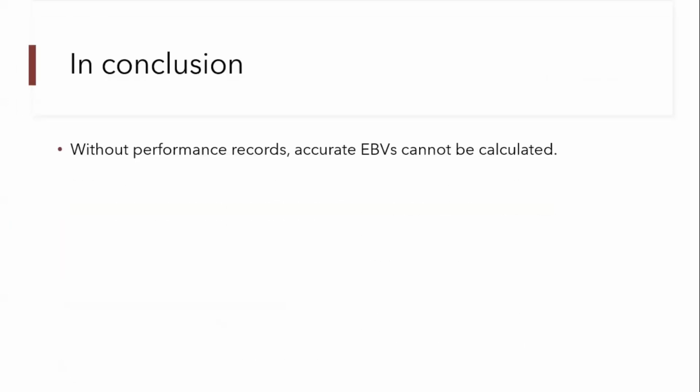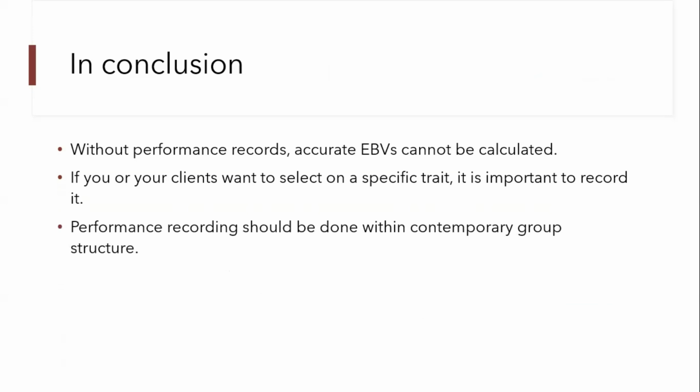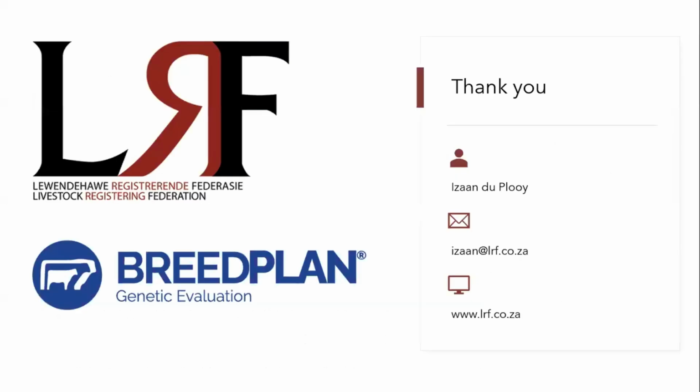So in conclusion, without performance records, accurate EBVs cannot be calculated. If you or your clients want to select for a specific trait, it is important to record it. Performance recording should be done within contemporary group structure, and you need to use the appropriate equipment to do the recording of the different traits. And to avoid recording errors, it is important to submit performance records in a compatible electronic format to your society.